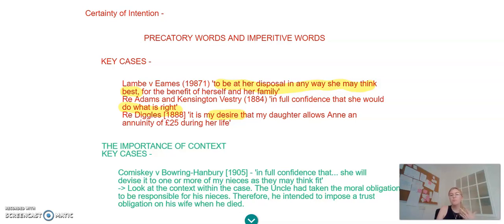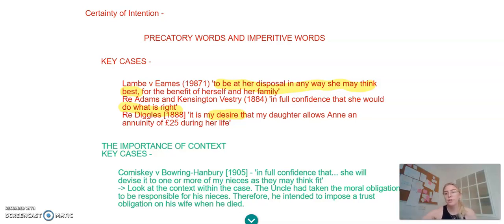The uncle had taken the moral obligation to be responsible for the nieces throughout their lifetimes, and therefore he did intend to impose a trust obligation on his wife when he died. So those are the two contrasting cases there. And you're going to look at this in a practical application and decide which one you think fits best.